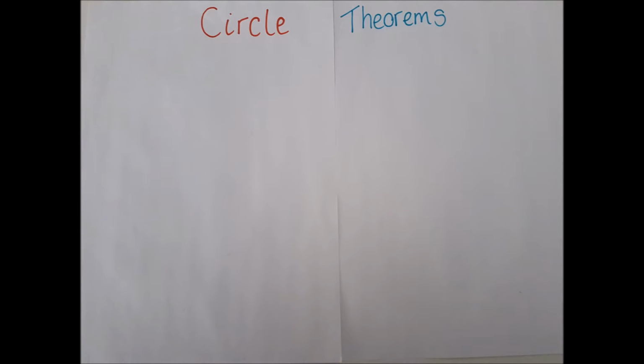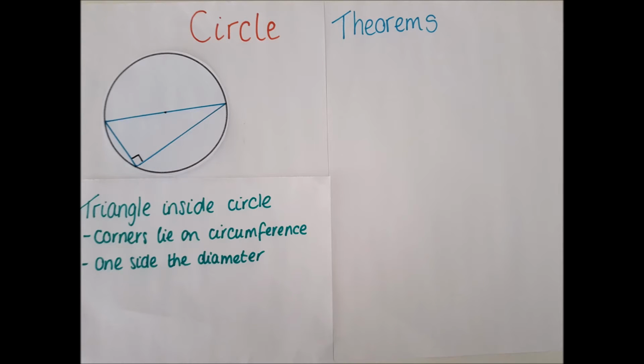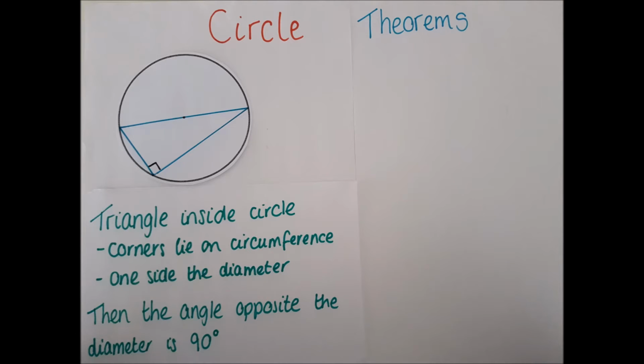In this video we will look at three circle theorems. The first one we will consider looks like this. If we have a triangle inside a circle where the corners all lie on the circumference and one side is the diameter, then the angle opposite the diameter and on the circumference is 90 degrees.